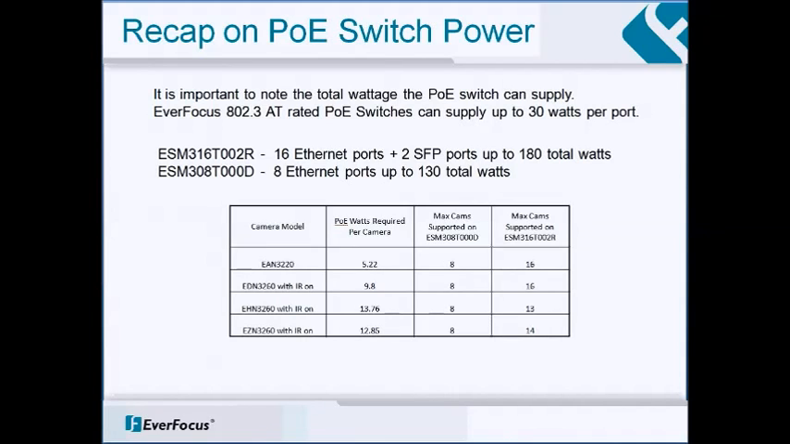Depending on the camera model, the PoE watts required per camera can vary greatly. The 8-port switch is fully capable of supplying power to all of the ports. However, the infrared cameras can use as much as 13.76 watts when the infrared LEDs are on. Therefore, the 16-port version of the PoE switch can only be used to supply power to 13 EHN3260 cameras as exampled below.